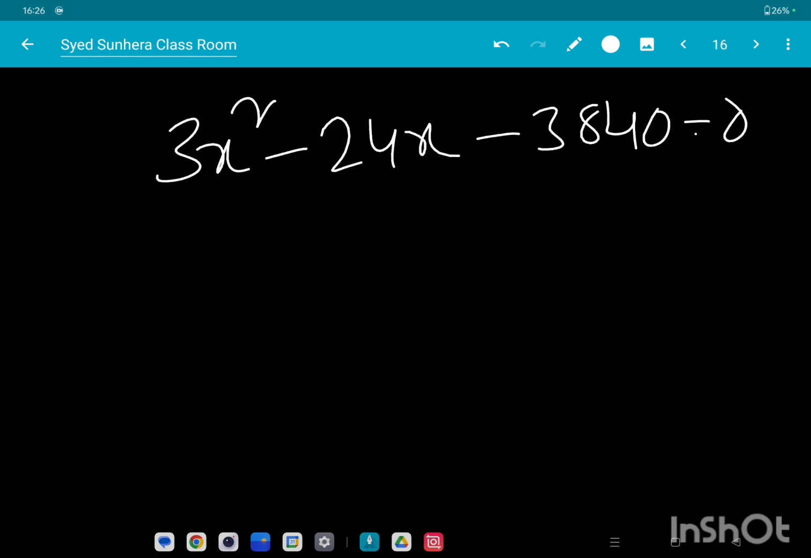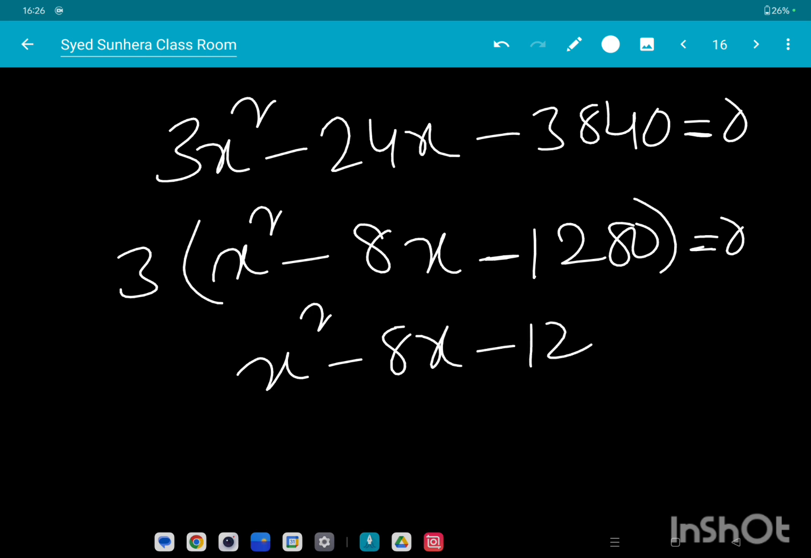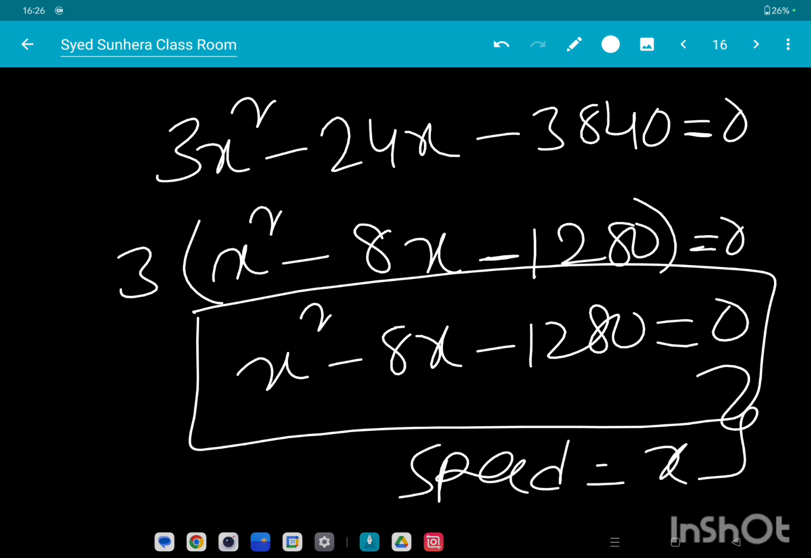Now, if I take 3 as common, what will I get? x square minus 8x minus 1280 is equal to 0. Finally, we got x square minus 8x minus 1280 is equal to 0. This is the quadratic equation we found. Here the speed is x. So we find both. This is the way we will find out.